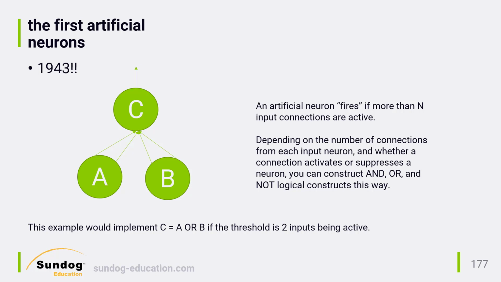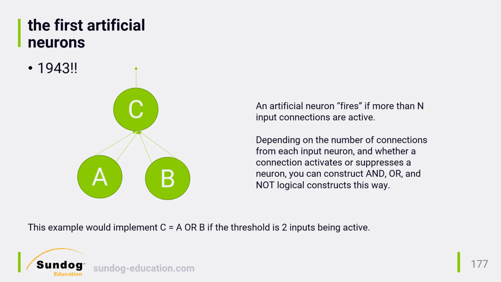When they thought about this more deeply in a computer science context, people realized you can actually create logical expressions or Boolean expressions by doing this. Depending on the number of connections coming from each input neuron and whether each connection activates or suppresses a neuron, you can implement logical expressions in artificial or natural neurons. This particular diagram is implementing an OR operation.